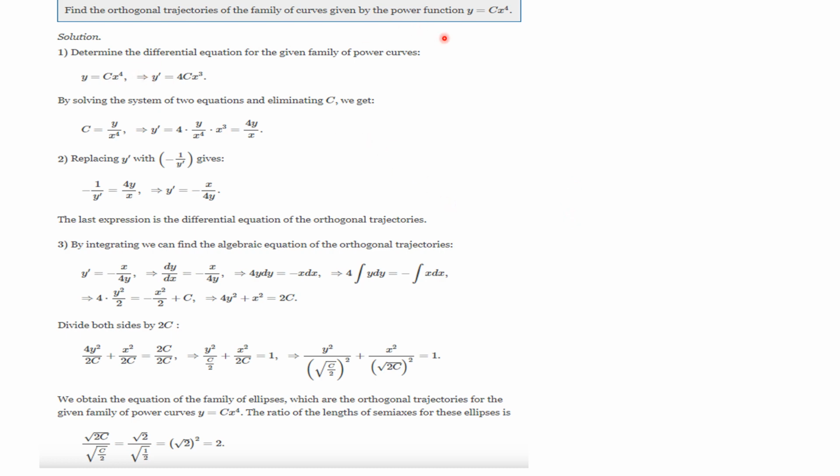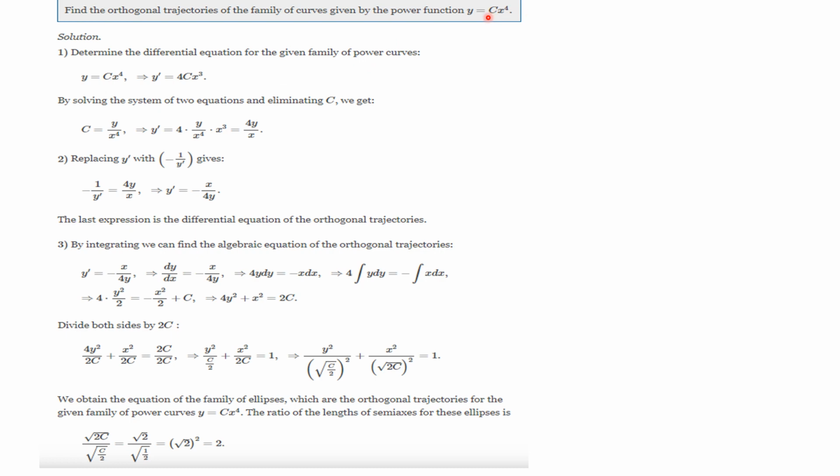Well, this was the family of functions we want to find the orthogonal trajectories for. So we're going to take the derivative and get this expression. So this is the differential equation associated with this family.